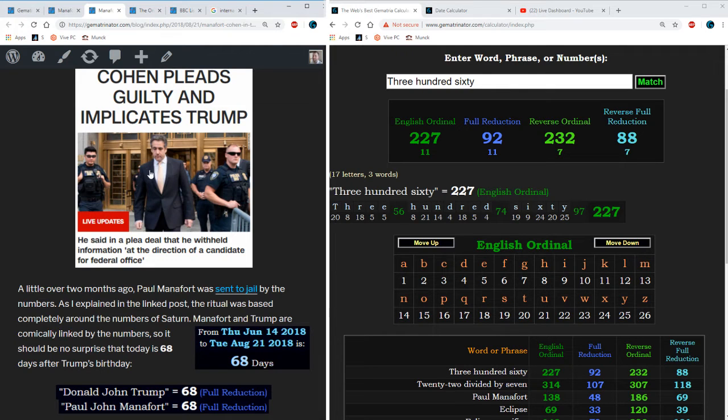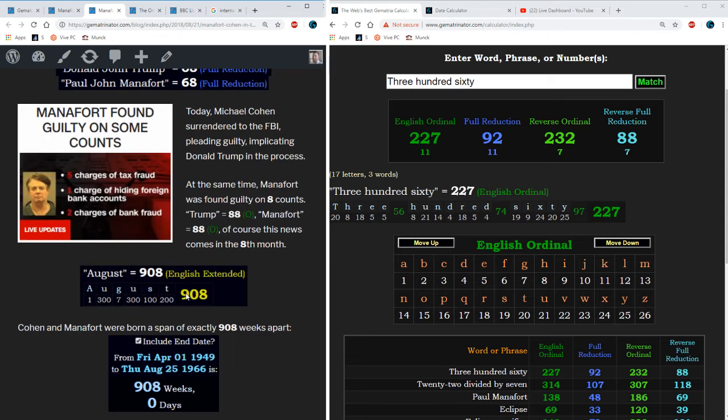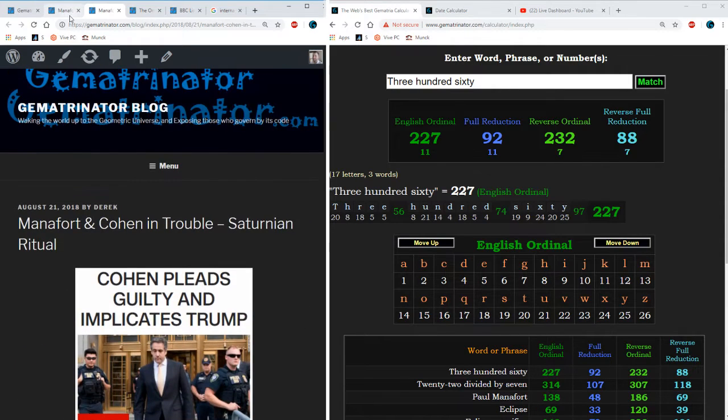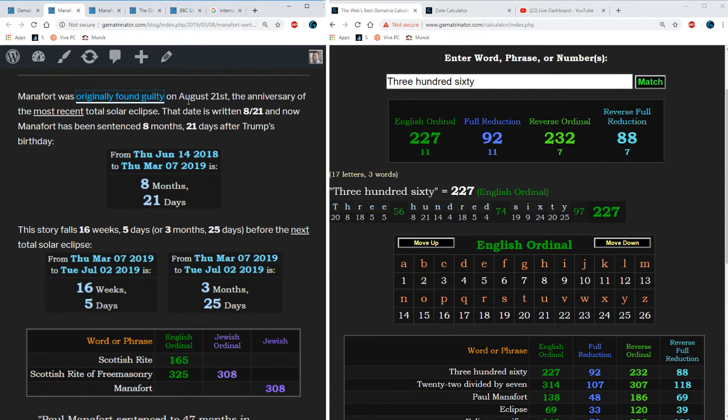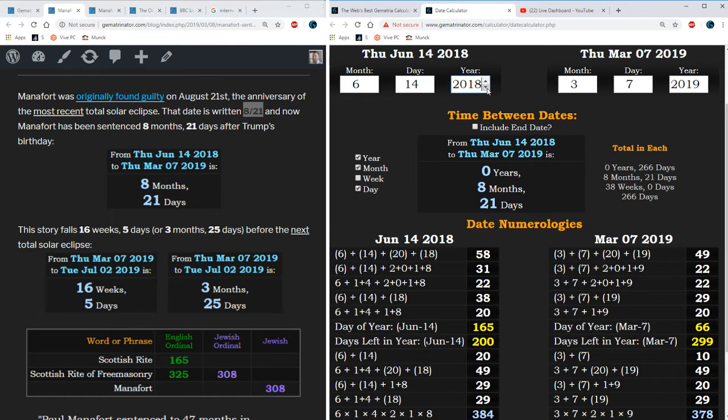Where Cohen pled guilty and Manafort was sent to jail. All of this is being done by the numbers. So when he was found guilty and the date that Cohen was arrested, it was August 21st. Again, the anniversary of the most recent total solar eclipse. August 21st is written 8/21.